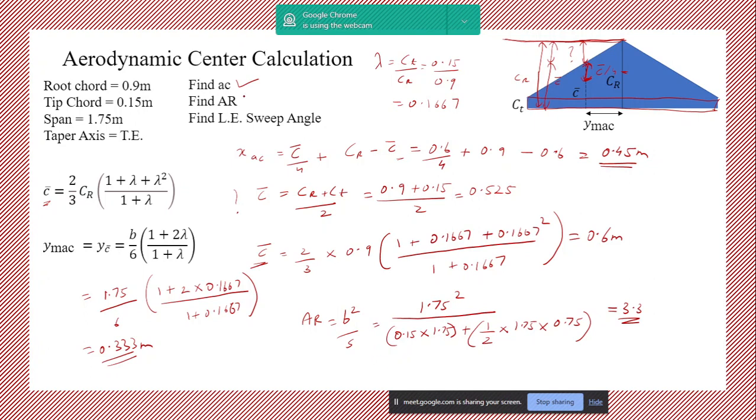Then you found out aspect ratio, then they've asked you to find the leading edge sweep angle, which is this angle. So tan of that angle would be, what would the value be? What is the tan of that angle? What is the tan of the sweep angle? Tan is opposite side by adjacent side. What is the opposite side? What is this value?